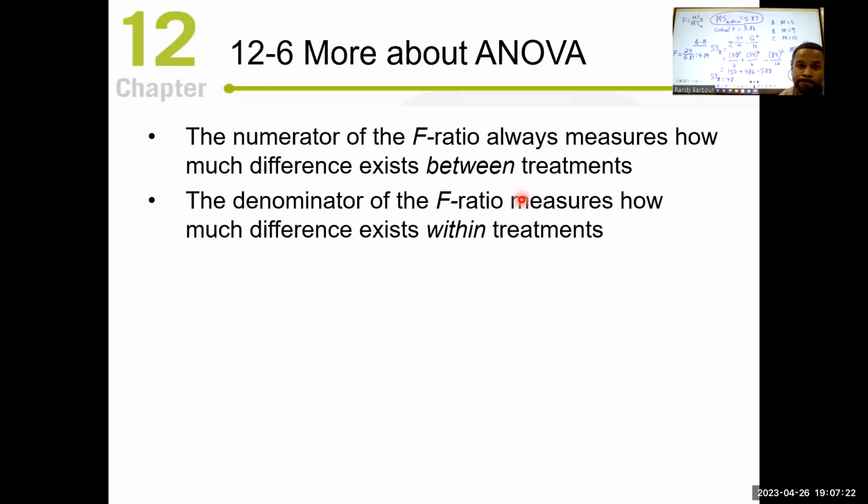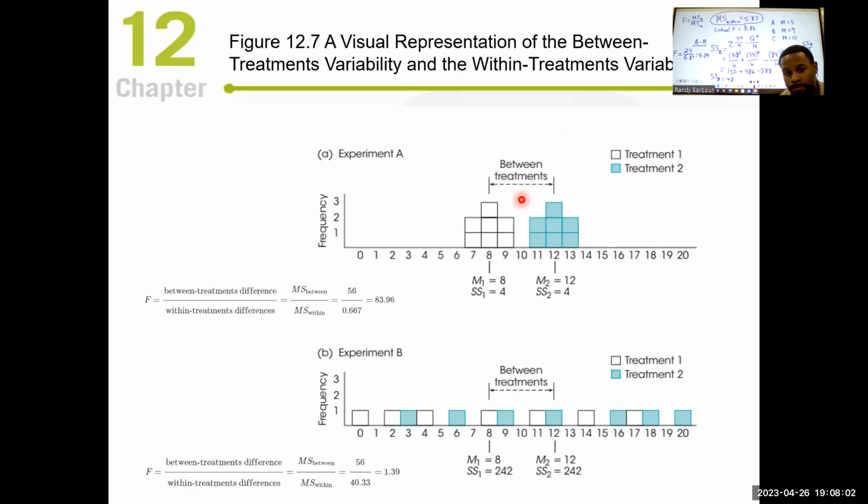Just more about it. The numerator always measures how much difference exists between the treatments, and the denominator always measures how much difference exists within the treatments. Within the treatment groups, no treatment effect is being shown, because everybody in the within group is getting the same treatment. But between treatments, that's where the effect is really important. So that ratio plays a big part. If the denominator is significantly less than the numerator, you should have a fairly large F ratio.